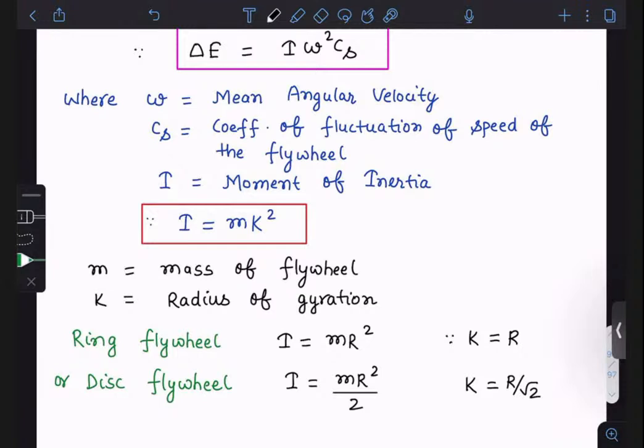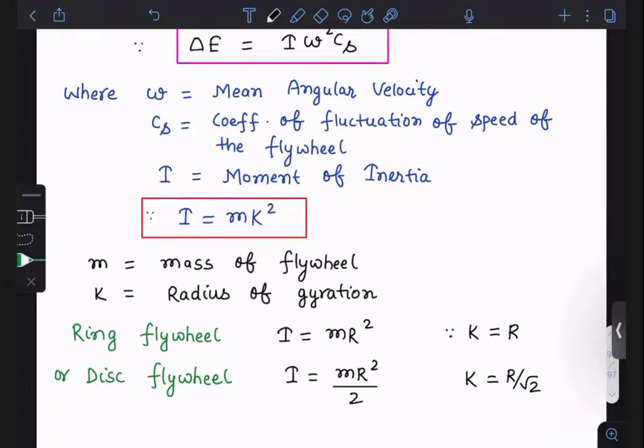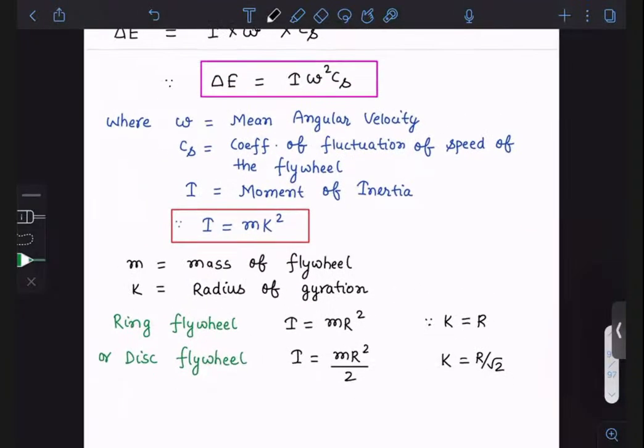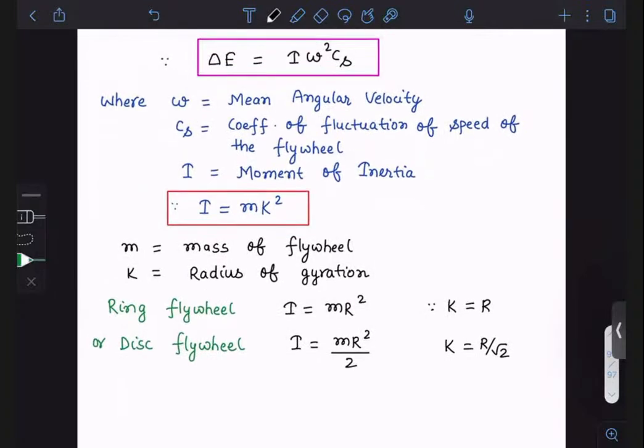So guys, now I am going to give you some problems on this, so that you can understand how to solve them. Note down this part: delta E is I omega square CS. This is one formula, and it is a very, very important formula.